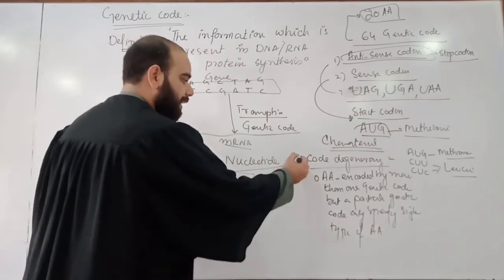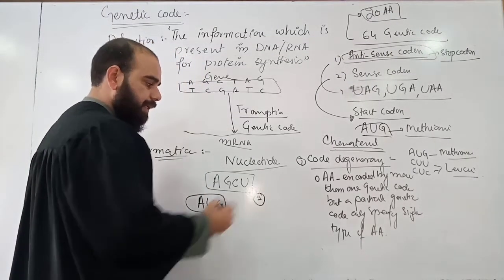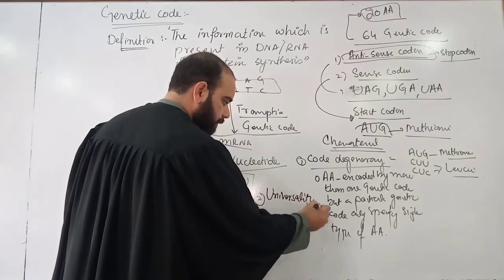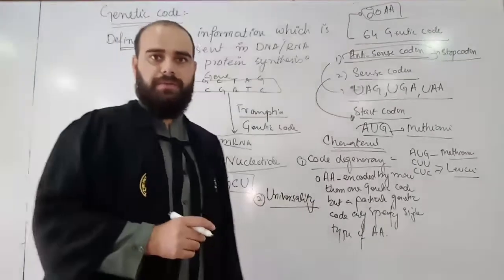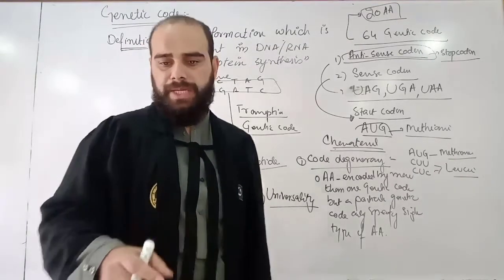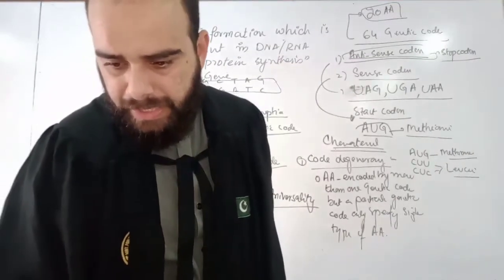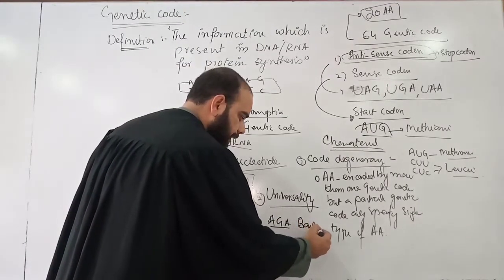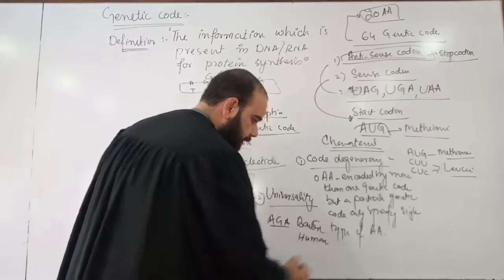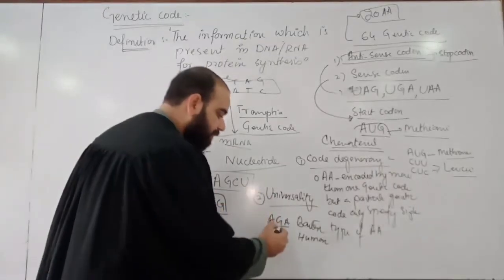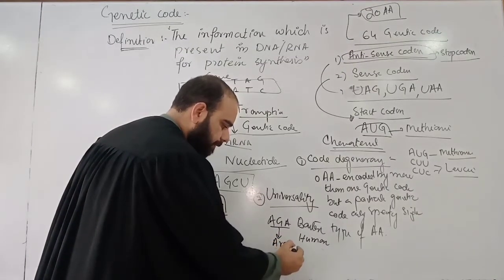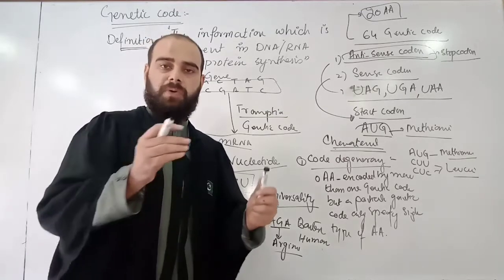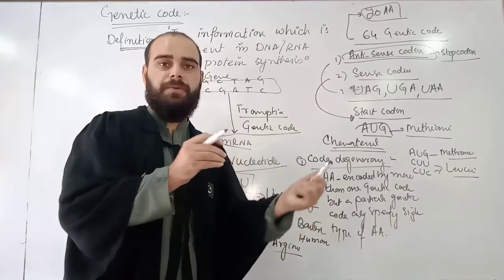Similarly, the second characteristic of genetic code is code universality. Codes are universal. Let's suppose we have a genetic code AGA. This code is present in bacteria and humans also, and in both organisms it specifies the same amino acid, arginine. But codes are the same only in the case of nuclear DNA genetic codes. Mitochondrial DNA genetic code is different from the codes of nuclear DNA.